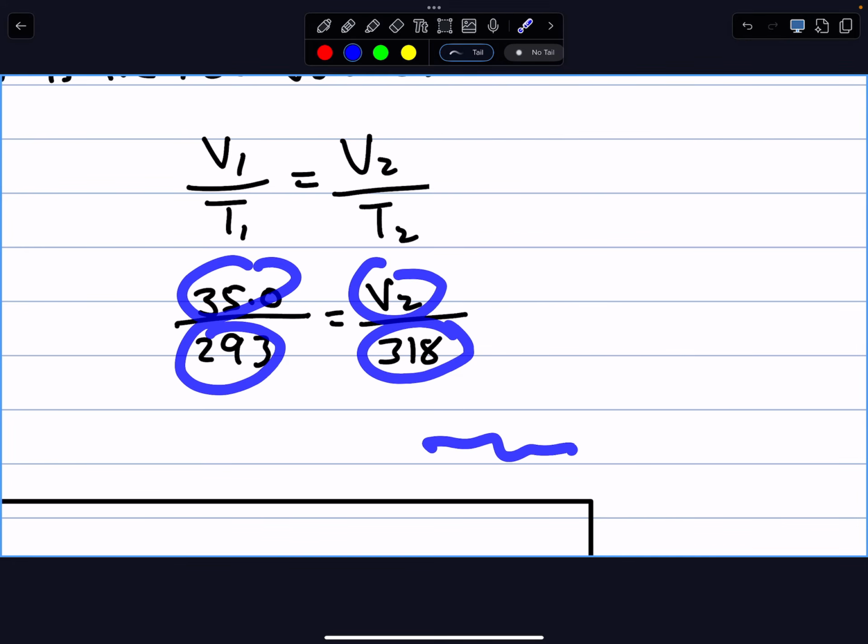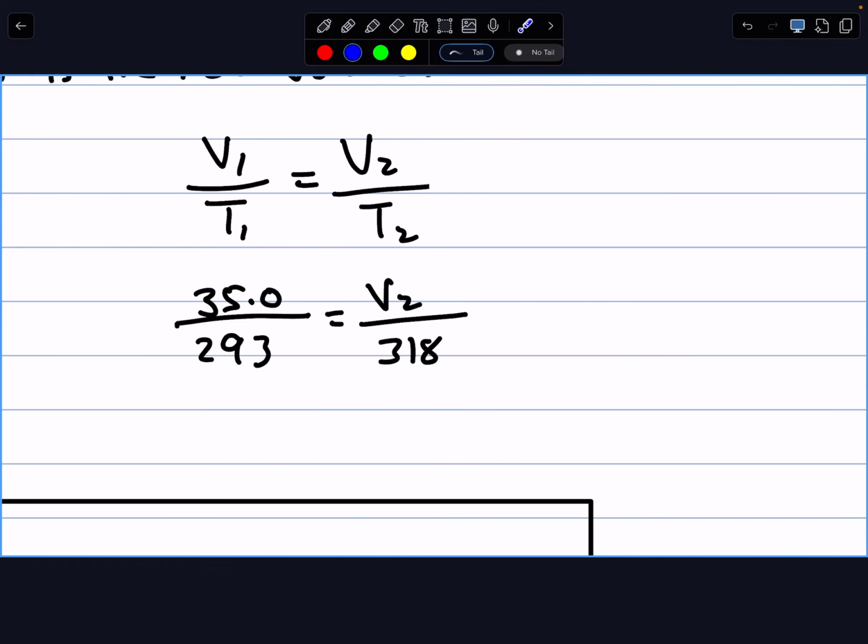This times this gives you a number. Set them equal to each other and then solve for V2. Wait, so you can't divide 35 by 293 yet, right? Can't you? Like, just multiply? I mean, you can. Then you multiply by 318, yes. And then multiply by 318. Yes. And then you do 35 divided by 293.